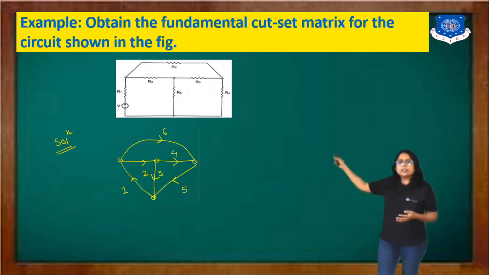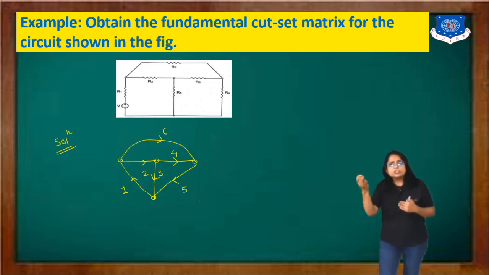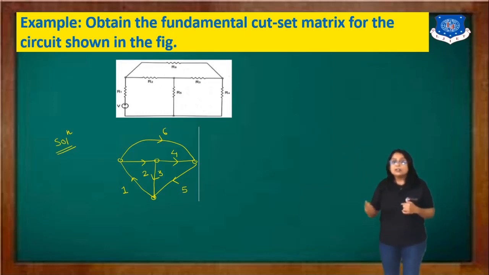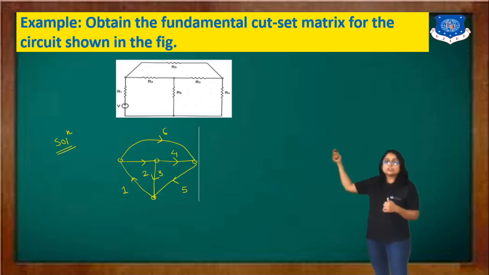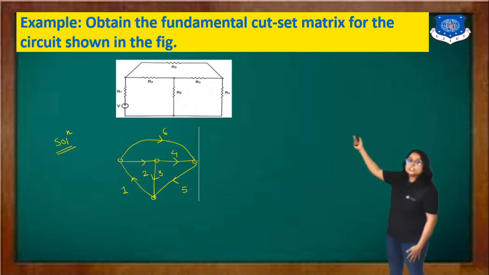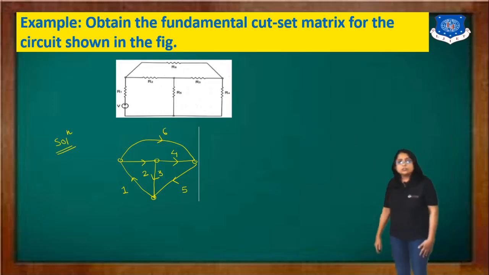Here I just take random branch numbers 1, 2, 3, 4, 5, 6. It may happen your branch numbers are different from mine. That is alright. If branch numbers are given in the question, then we have to take the same branch numbers. But here it is not given in the question, so we can take whatever we want. If you want to take A, B, C, D, E, F, that is alright. And is any direction given to you? No. So you can take any random direction.